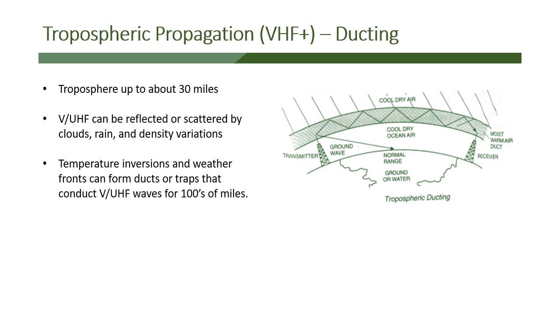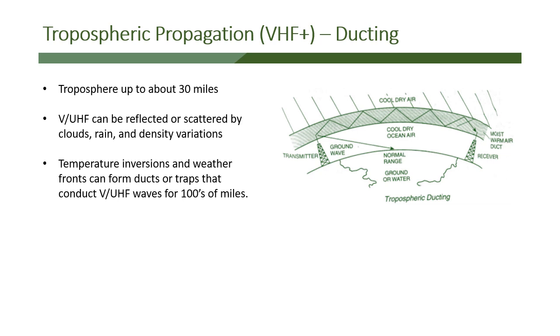And temperature inversions and weather fronts can form ducts or traps that conduct these waves for hundreds of miles. And so you see in the illustration, you can have cool, dry air at the top and cool, dry ocean air at the bottom, and then you have moist air trapped in between, and that can create a tropospheric duct, which allows VHF and higher transmissions to be heard for longer distances as the VHF or higher frequencies are bounced across this duct to another location, further than they would have gone if it wasn't there. And so, again, this favors the VHF and higher frequencies.